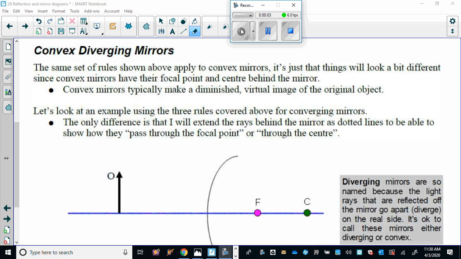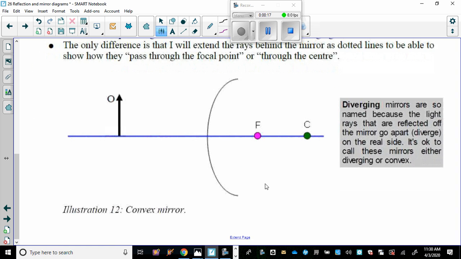Okay, we're now on to convex diverging mirrors. So if it's a mirror and it's convex, then the rays diverge. And what does that mean? It means, if we look at our diagram here, let's just do all our work on this one diagram.